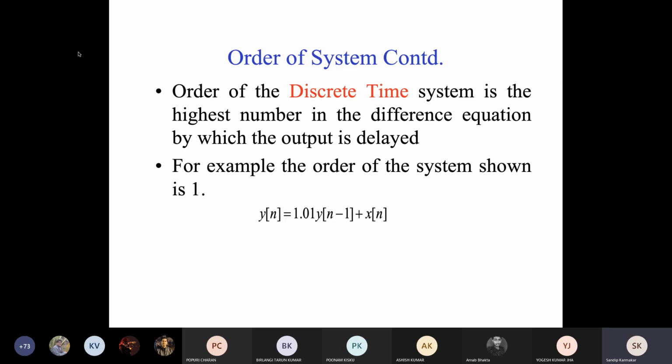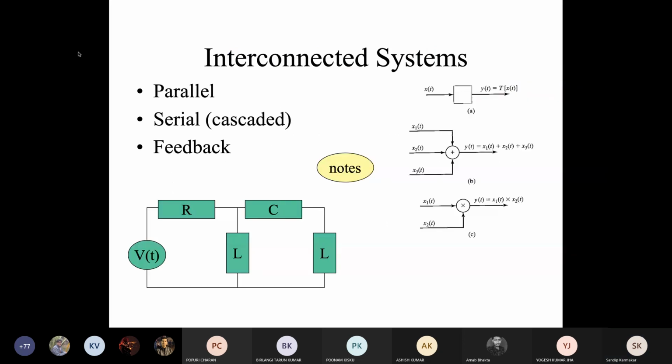Order of a discrete time system is the highest number in the difference equation by which the output is delayed. For example, the order of the system shown earlier, y[n] equals 1.01 y[n-1] plus x[n]. Here the delay is 1 because y[n-1] is there. Okay.